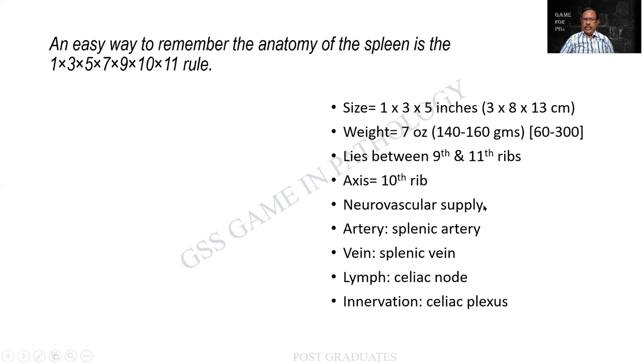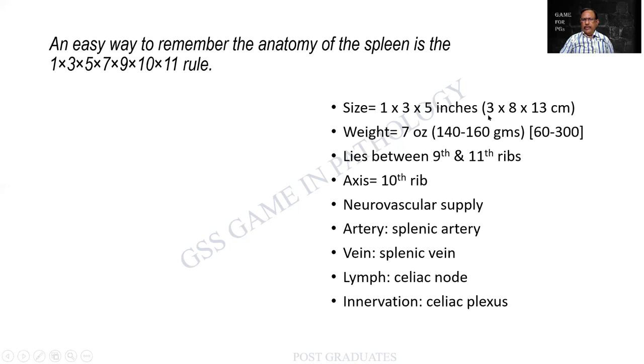Regarding the neurovascular supply, the artery is the splenic artery, the vein is the splenic vein, lymph drains to the celiac nodes, and innervation is the celiac plexus. Quite easy for us to remember, unlike the other organs to which we shall be going at a later date. So please do remember this: 1, 3, 5, 7, 9, 10 and 11. That will be the rule.